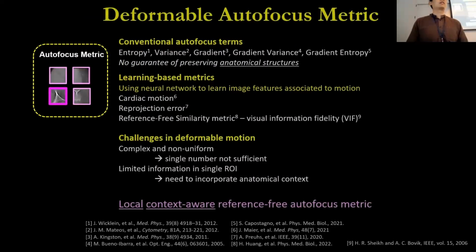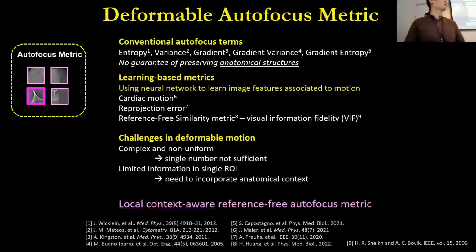Now, obviously, the key to success in our framework is this autofocus metric. Conventionally, we have used image property-based metrics, such as entropy, variance, or gradients. However, they are unaware of the underlying anatomical structures. Previously, some studies have investigated learning-based metrics, including the estimation of a cardiac motion model, the reprojection error, and last year in Fully 3D, we presented our work on recreating a similarity metric, the visual information fidelity, without a reference.